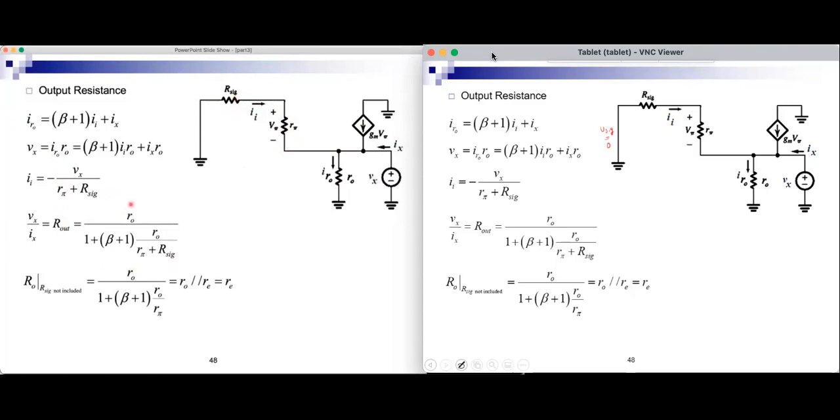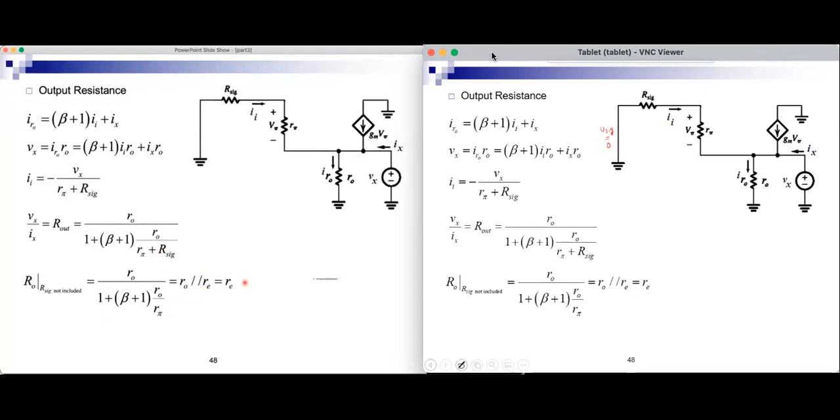To find RO, I can repeat the analysis, but set Vi to 0 here. Or I can use this equation and say, well, if I set Vi to 0, this is equivalent to saying that R sig is 0. And I get this expression, which is RO in parallel with R pi divided by beta plus 1, which is small re. And because RO is much, much, much bigger than Re, then when we calculate the output resistance as RO parallel Re, we can say that this is simply small re, and the error will be extremely small.